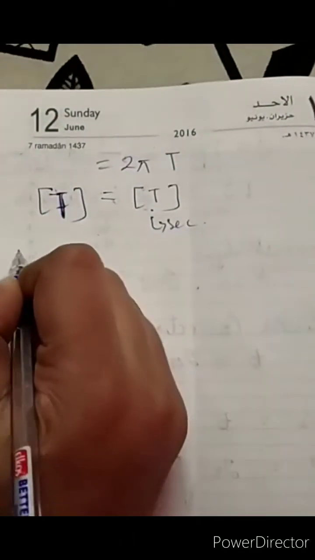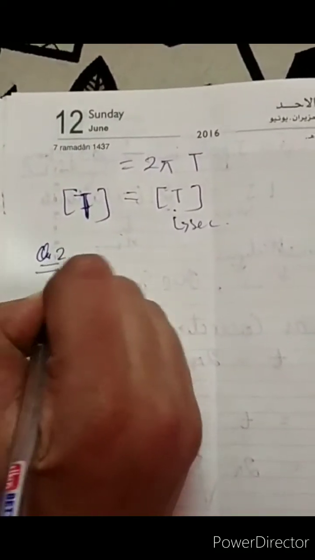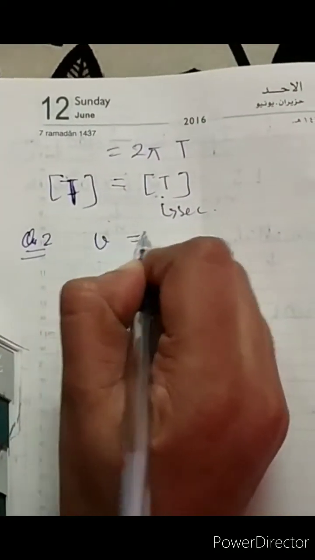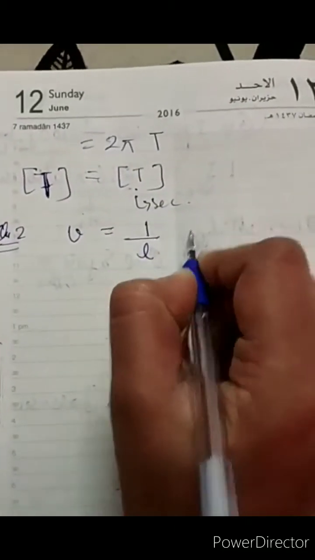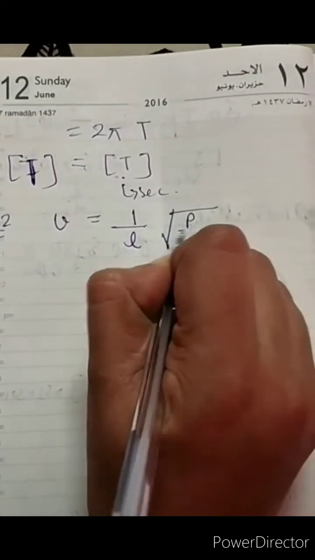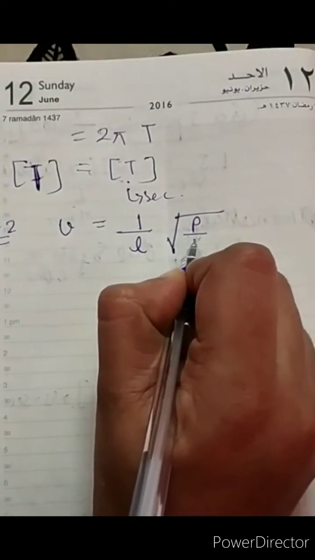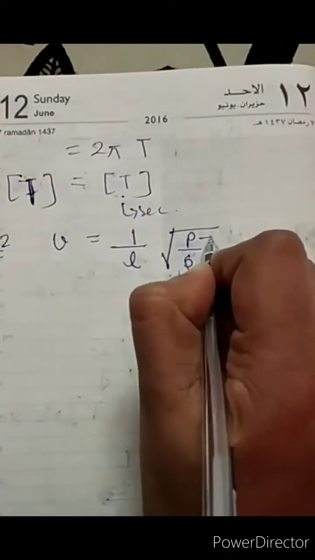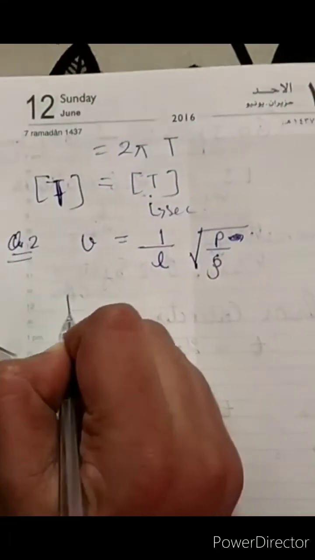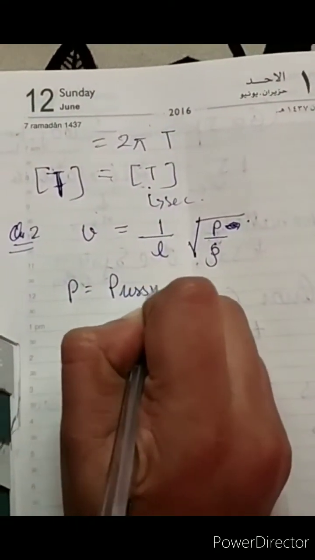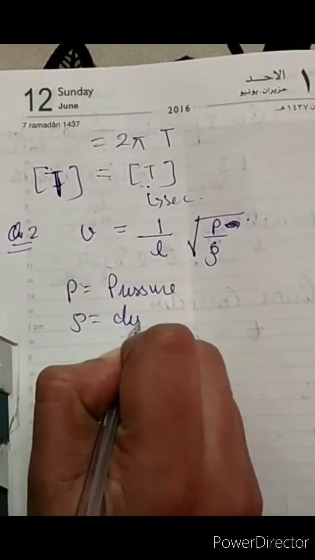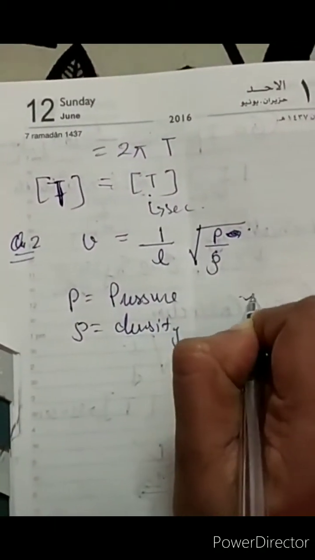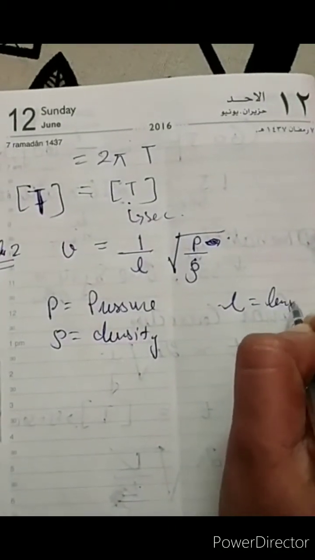Let's check another formula. Question number 2. We have velocity V equals 1 upon length, L, under root of P upon rho. Here P is pressure, rho is density, L is length, and V is velocity.